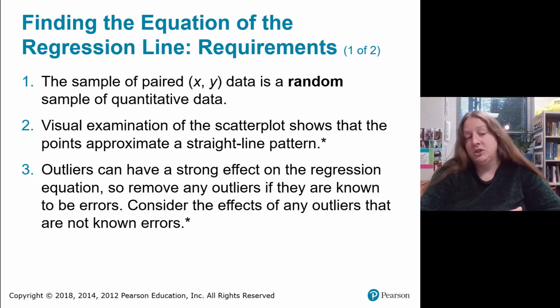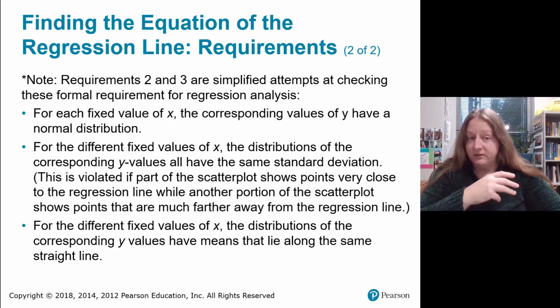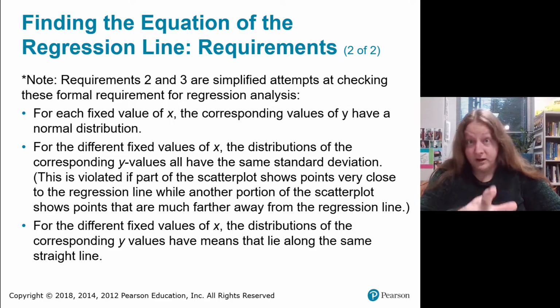Sometimes it's good to show the effects that outliers have by calculating what a regression line would be with and without them. Note that, again, requirements 2 and 3 are simplified attempts at checking some formal requirements. Those formal requirements are listed here. We're not going to worry about them. The simplified attempts are going to be good enough for us.